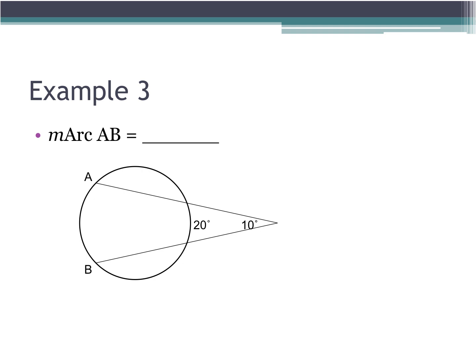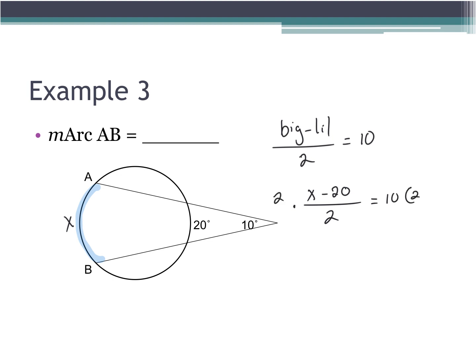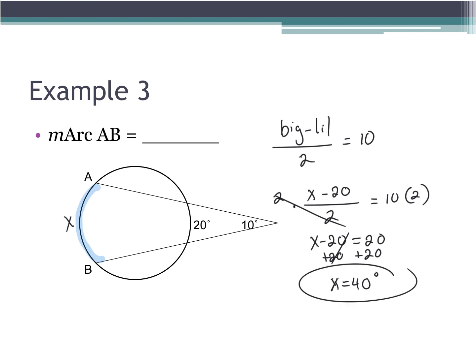So they want us to find the measure of arc AB. Arc AB is the big arc. We have the circumscribed angle. So if we do big minus little over 2, it's going to equal the outside angle, which is 10. So our big is our x. I'm just going to call this x, minus 20, which is our little, over 2 is equal to 10. So I multiply this times 2 on both sides to get rid of this fraction, and I'll get x minus 20 is equal to 20. I'll add 20 on both sides, and that's going to leave me with x is equal to 40. So that is how much that arc is, 40 degrees.